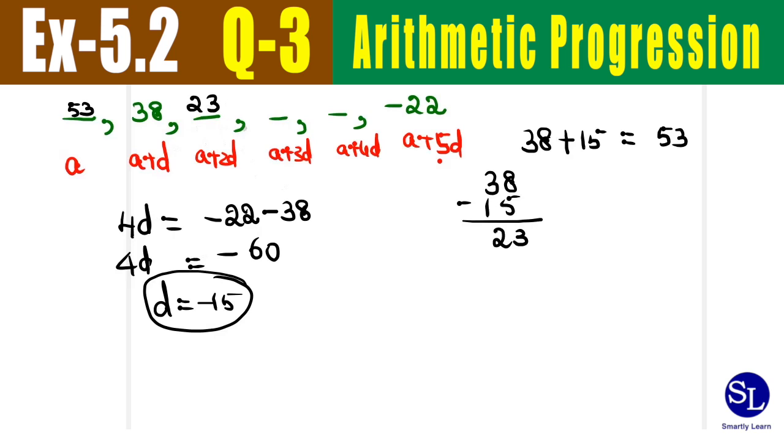Now again I need to perform a minus 15 to get the next term. So 23 minus 15 is going to be equal to 8. So I get the next term. From 8, I need to do another minus 15 to get the next term, which is minus 7. In this way, using the relation of a plus d, a plus 2d and so on, we were able to fill the missing values in this AP series.